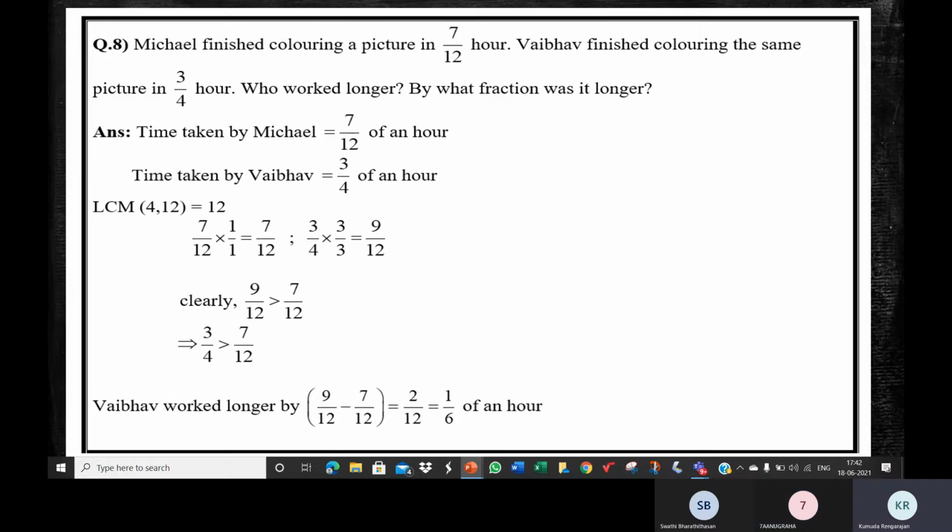Now this we are trying to understand. This is not a part of the answer. So how long does Vaibhav take? 45 minutes, ma'am. And how long does Michael take? 35 minutes. So how much extra time does Vaibhav take? 10 minutes, ma'am. And that 10 minutes is only 1/6 of an hour. We just got 1/6 into 60 is 10 minutes. Yes, ma'am.